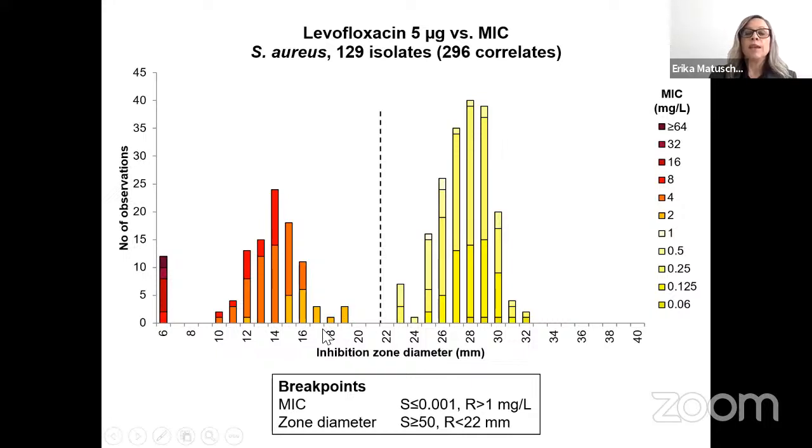You can also see here that we have isolates with MICs of 1 milligram per liter and 2 milligrams per liter. They are close to the breakpoint, but we still have a very nice separation between the two populations, and it's not so difficult to set a zone diameter breakpoint here.